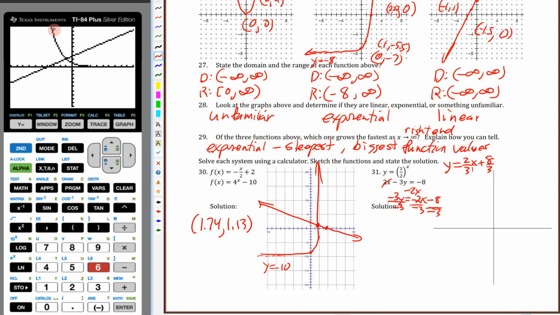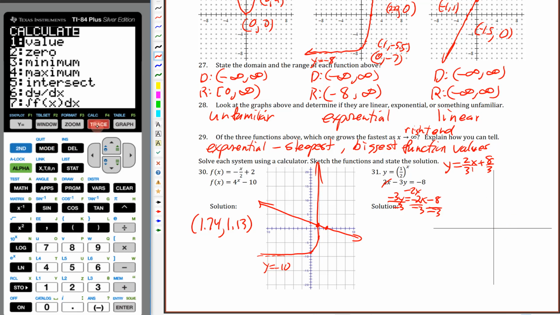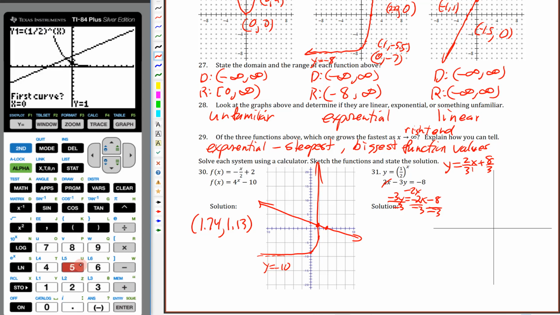Okay, so this is one of those exponentials that comes down from left to right. Instead of getting bigger, it actually gets smaller. So I'm going to do this right this time. This window looks pretty good. There's no scale on this, so we'll have to add some numbers over there. So I'm going to find the intersection point first. So we're going to hit second calculate, and we're going to hit 5. And we're going to say, yes, that's the first curve. Yes, that's the second curve. No guess. Oh, hey, look at that. It turns out to be a nice point.